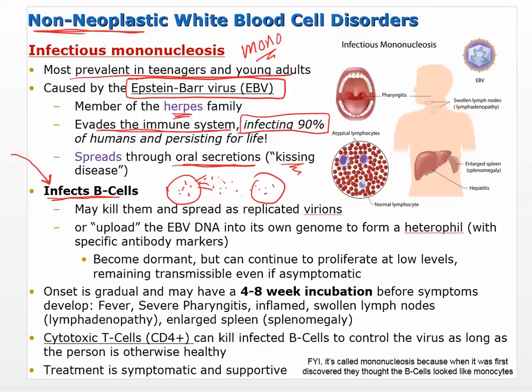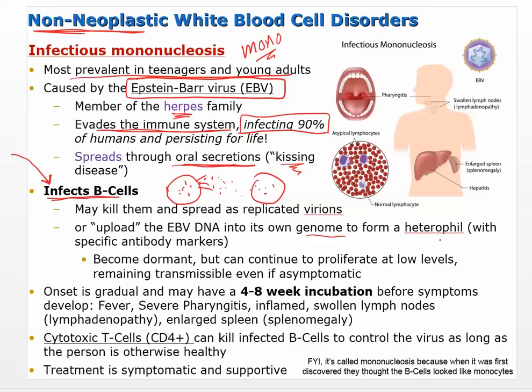That's usually when you're actually feeling the signs and symptoms, when it's very active. Another thing it does, and this is why it's in 90% of us, is that it can upload itself. The Epstein-Barr virus DNA can upload itself into the genome of the B cell to form something called a heterophil. Hetero means different, and that means it has DNA from different sources.